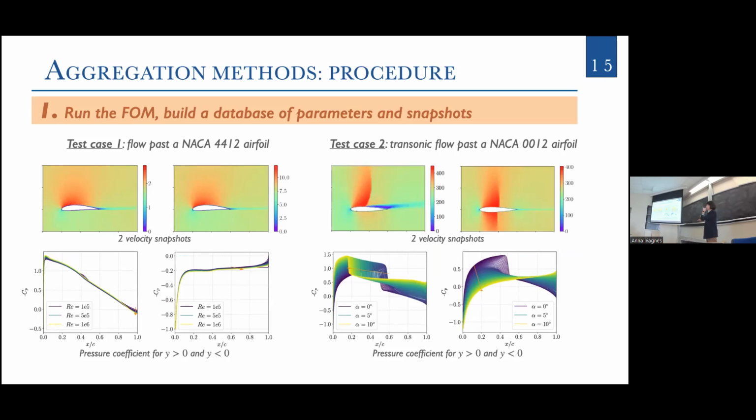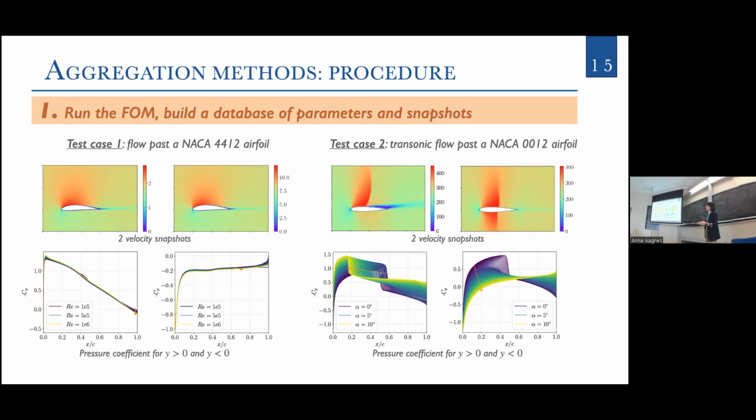Okay, in particular, here you can see two snapshots for the first test case for the velocity field. You see that they are pretty similar in shape, but just rescaled if you look at the color bar. But if you look here at the second test case, these two snapshots for the velocity are very different. So you see that there are differences both in the symmetry and also in the shock position.